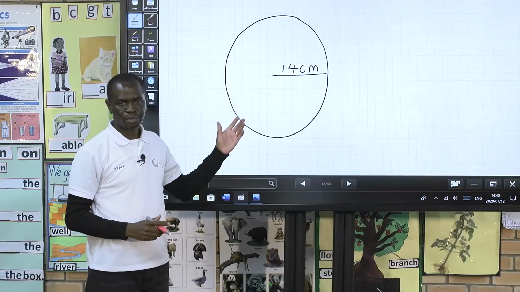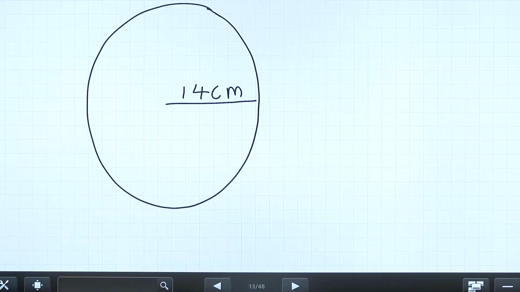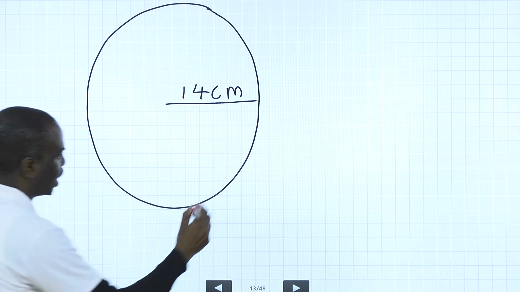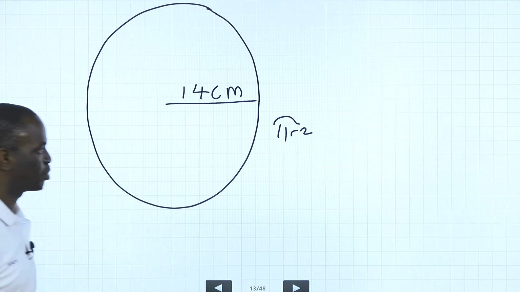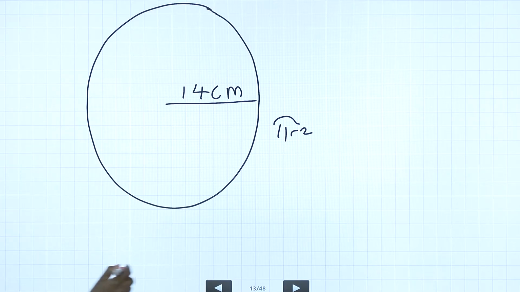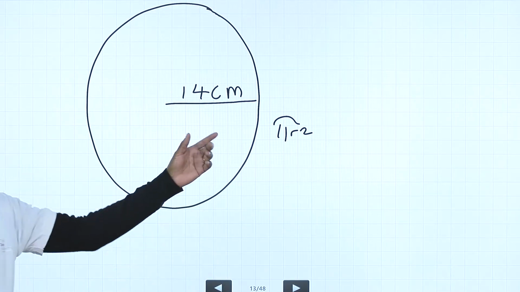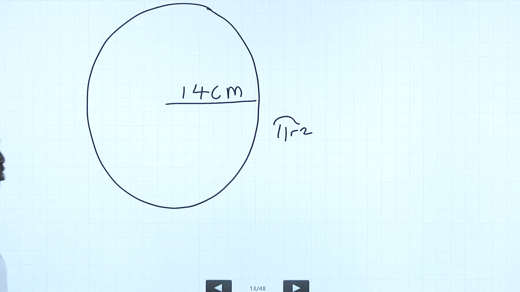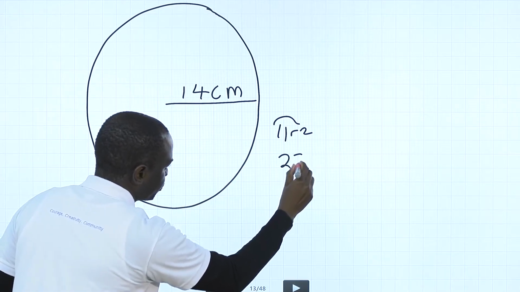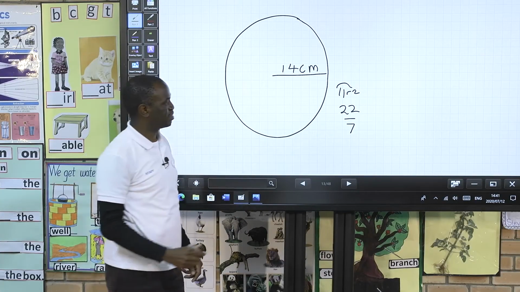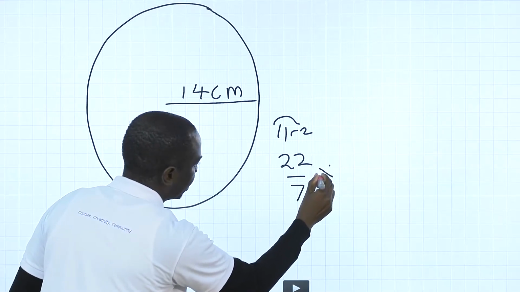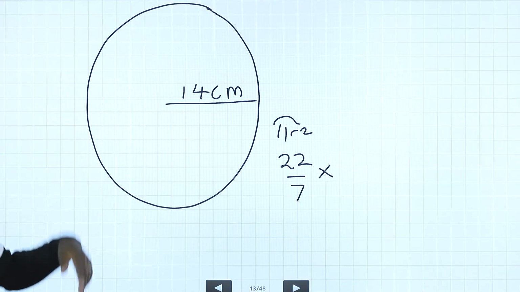The next example will follow the same procedure, except that in this one the number is bigger, so we have to be more careful when we calculate this area. So we're going to say again, pi as usual. We put our equal sign there, then we substitute. Where pi is, we use 22 over 7, and then we multiply by the radius, which is 14.